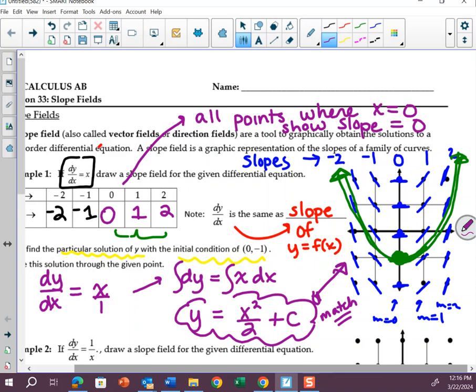On a much more sophisticated level, this is something that scientists can do. They can have computer programs that do this, so they can put in a more complicated differential equation and create a computer-generated model that starts to suggest what the solution curves look like. All right, any questions on this first problem?